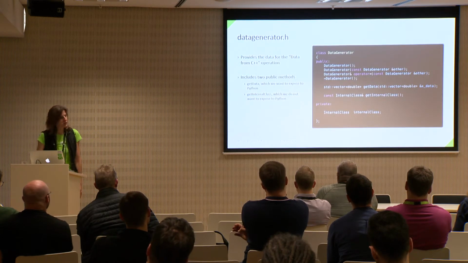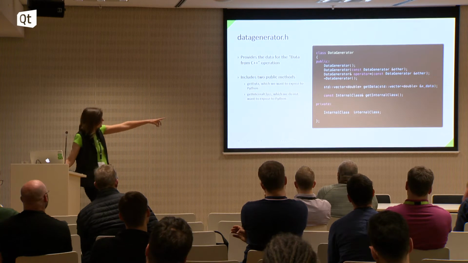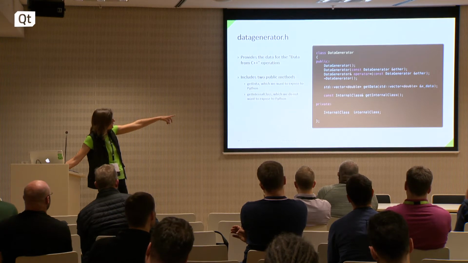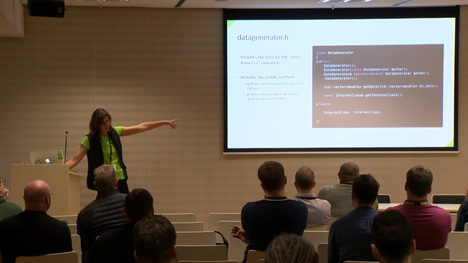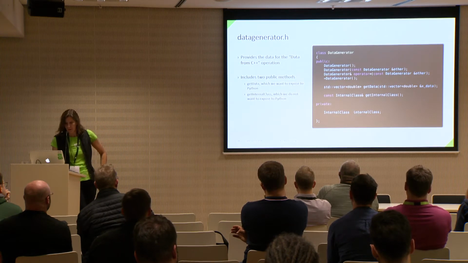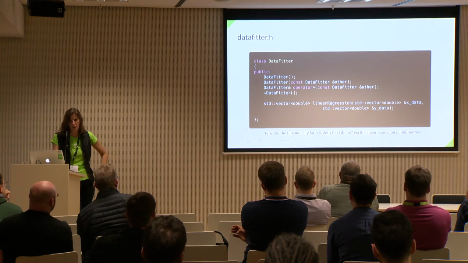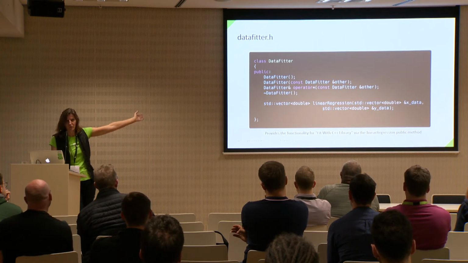Okay, so here's data generator, and as I mentioned before, there is that function getData. That's the one where we got our Y data for that plot. And then there's also another public thing that uses that internal class that we want to ignore. And here is data fitter. This one, we just have that linear regression function that provided that archaic fit to the data.